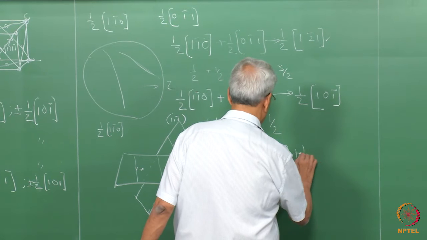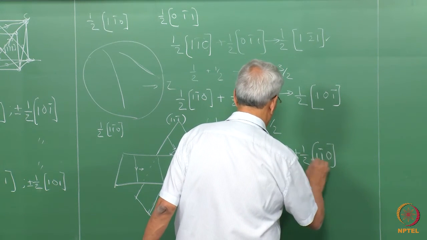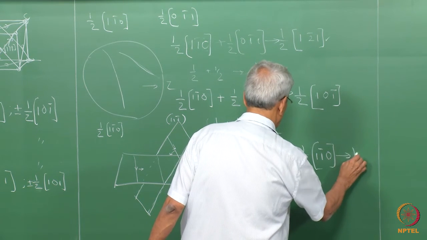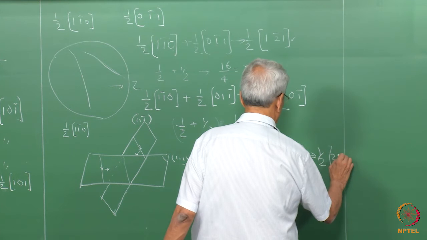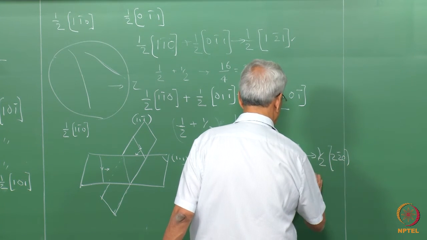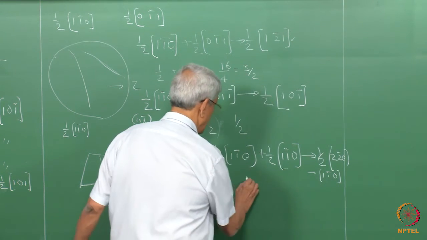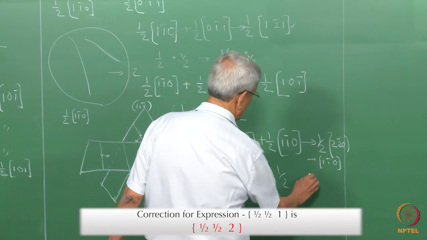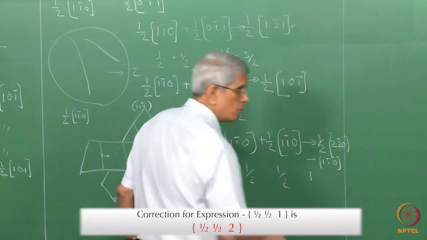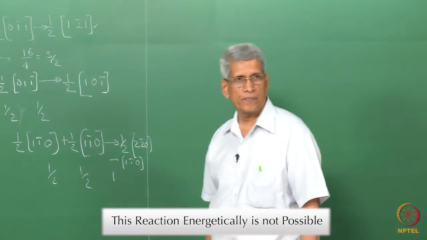Now what will happen is that if they are moving, and another has a Burgers vector, so this will be plus half. These are dislocations with the same type of Burgers vector. This will give rise to half 2, 2 bar 0, that is essentially 1, 1 bar 0. That means that this reaction, if you see, it is half, half, this will be 1. So in general this sort of reaction does not occur.